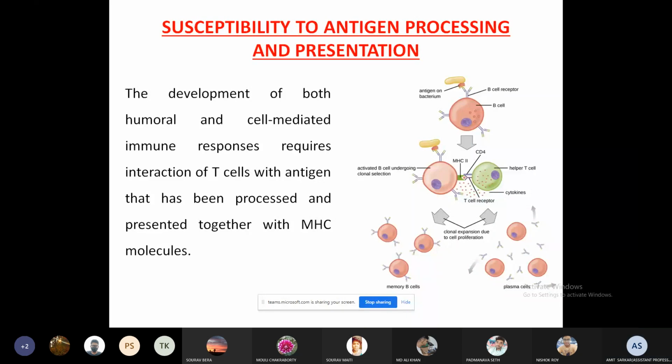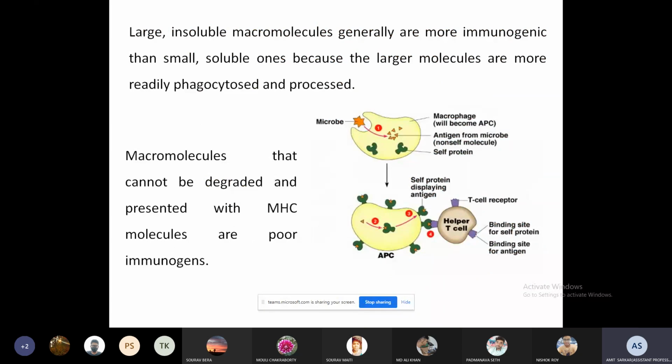Let's try to understand that the development of both humoral and cell-mediated immune response requires interaction of T cells with antigen that has been processed and presented together with the MHC molecule. We just in the first class discussed a lot of things about this picture and we understood this. Fine. Now, large insoluble macromolecules are generally found to be more immunogenic. A large part, more or less, we have already covered under the molecular size thing. It also should be insoluble. It should not be a soluble one. Large insoluble macromolecules are generally found to be more immunogenic in comparison to small soluble ones.